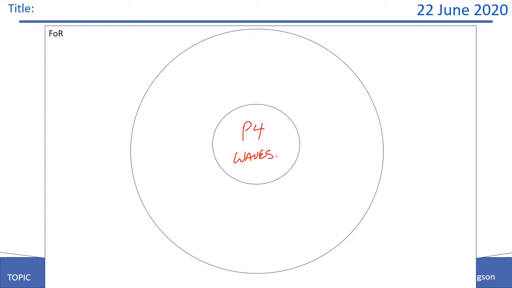So what do we remember from waves? What do we need to know about waves? What do you guys remember? Anything at all? Go on. Okay, there are wave types. Did I put wave types down anywhere on here? We'll put wave types here.